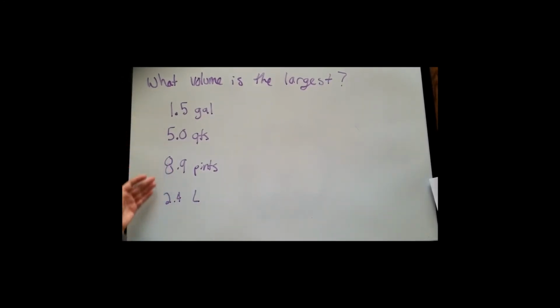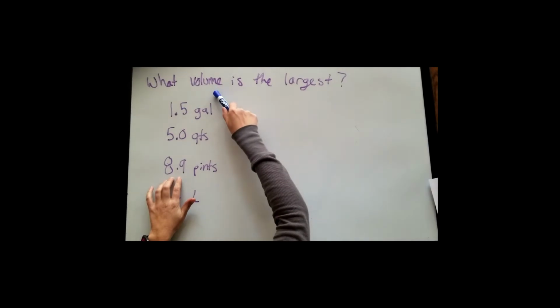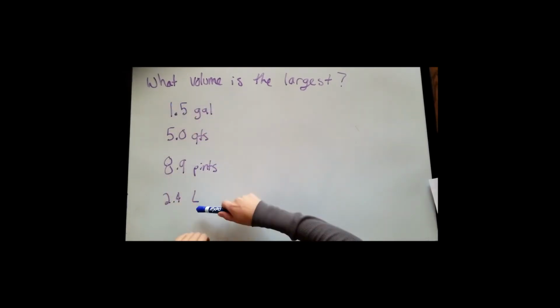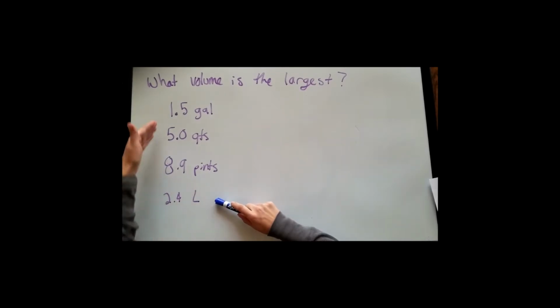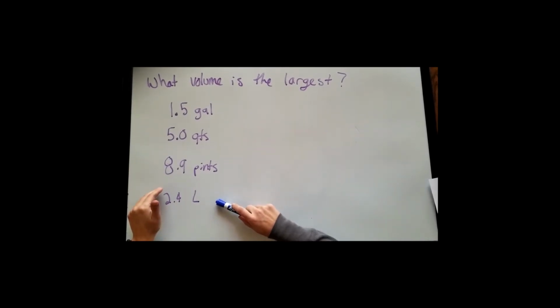Well, if I'm just looking at the numbers, 8.9 is the largest number. But that doesn't mean that it's the largest volume. We can't figure out which one is the largest volume unless all of these have the same units of measure. If they have the same units on them, then we can compare the numbers. So our first step is getting all of these in the same units. So that is going to require some conversions.